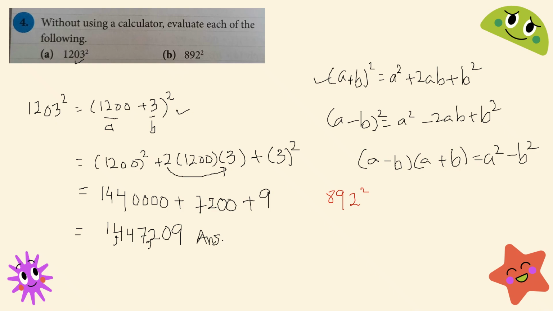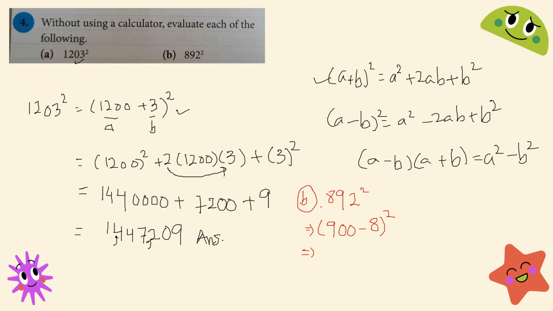Now let's look at the next one, and the next one is 892 square. Now what comes to my mind is 900 minus 8. I don't know what will come to your mind, but choose the one which is easier for you. In my case I will be using 900 minus 8, because 900 minus 8 gives me 892, and this will be the square.